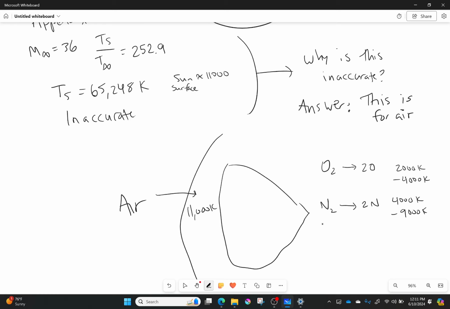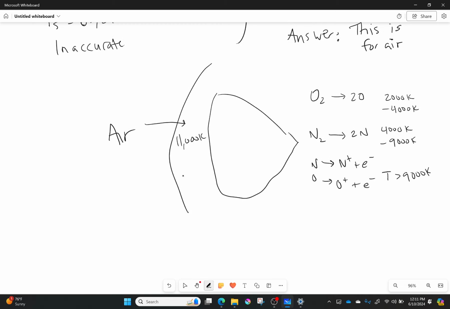And then finally, even beyond that, nitrogen and oxygen are both going to ionize, which means that an electron is going to pop off because they have so much energy. The gas is neutral overall because there's an equal number of electrons and ions, but this gas is made up of all these charged particles. And that happens with temperatures more than 9,000. So we no longer have air. This is plasma.